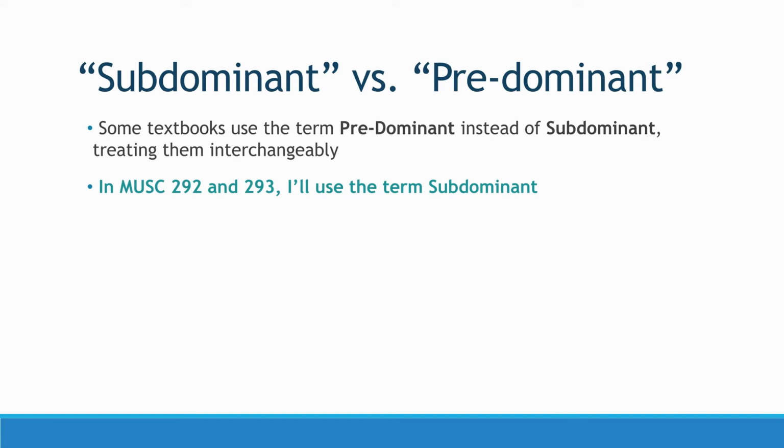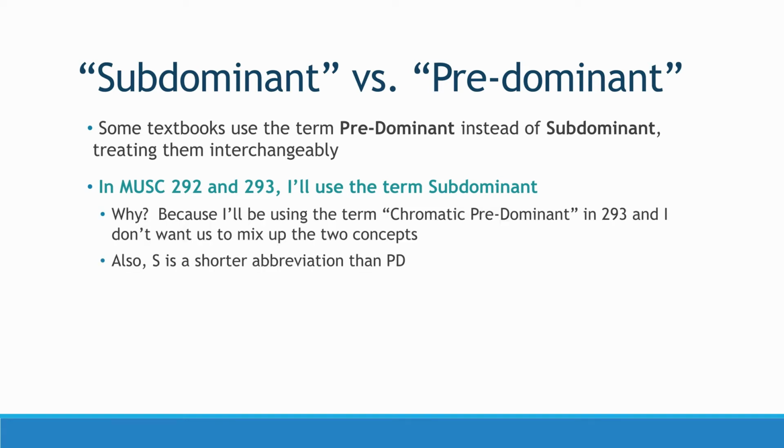So in this course, I'm going to use the term subdominant to talk about the 4-chord, 2-chord, and 6-chord. The reason for that is I'm actually going to be using the term chromatic predominant in Music 293. And I don't want you to mix up the two concepts because they kind of function in two different ways. Subdominant is just that linking function, but predominants, as I'm going to talk about them next semester, are going to specifically be chords that have to go before the dominant. And subdominants don't always have to go right before the dominant, depending on context.